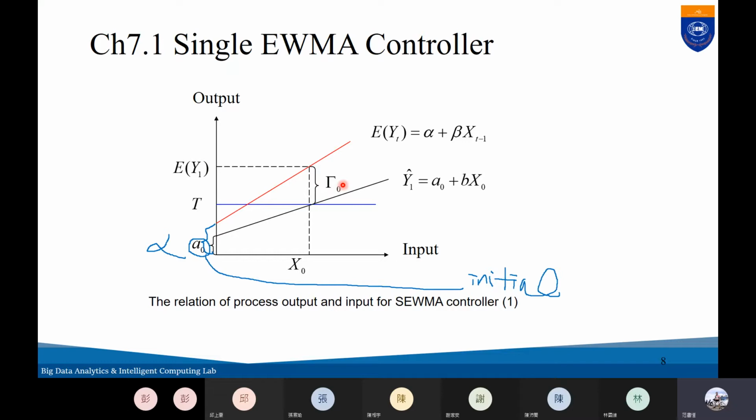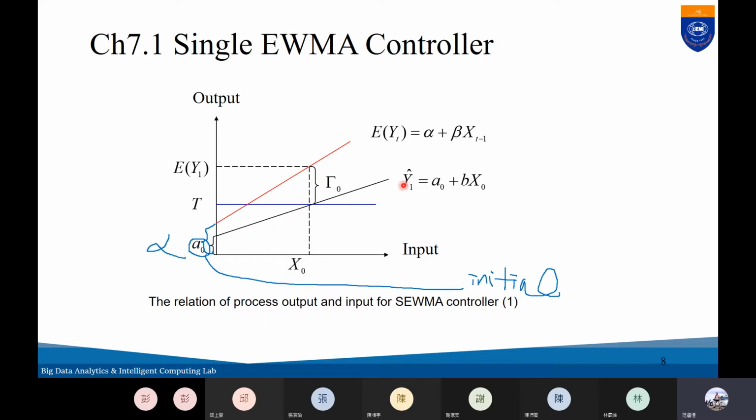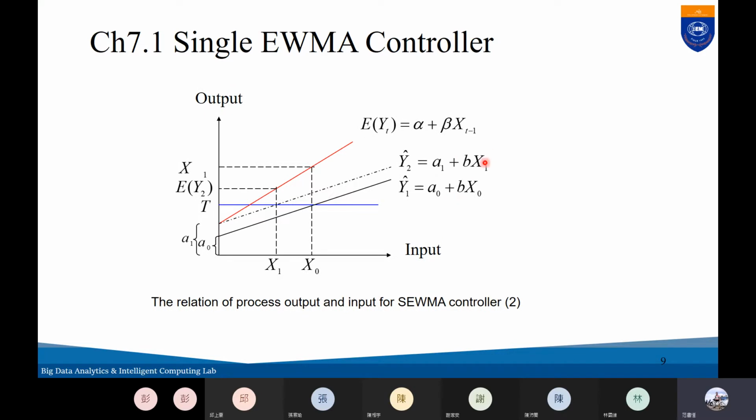The gamma 0, then going further. Then what can we do? The best we can do is a horizontal or parallel move from y1 to y2. This is y1 to y2. So the b is fixed, and the best we can do is change the intercept.